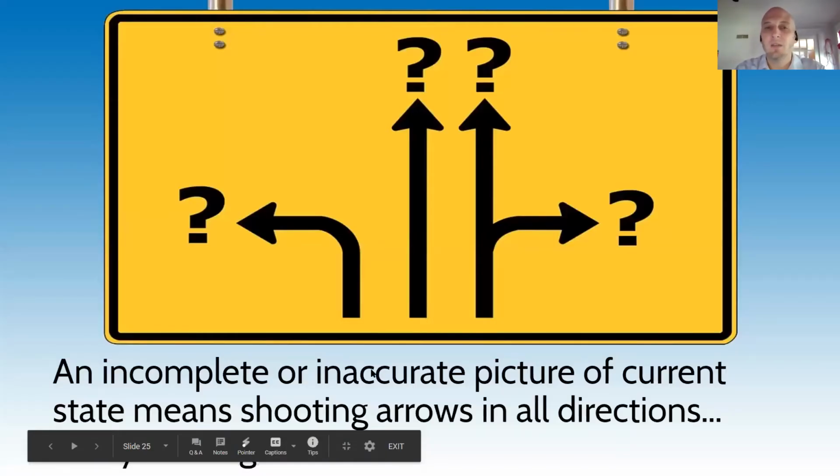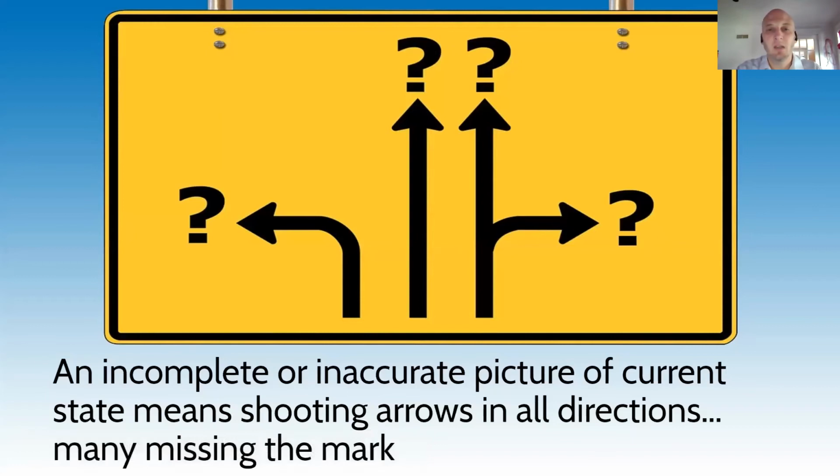And again, why is this important? We don't want to close our eyes and throw darts and hope that we find what we need to work on. And how does that happen? It happens if we have an incomplete or inaccurate picture of current state. And that means that we could be shooting in all directions, many missing the mark.